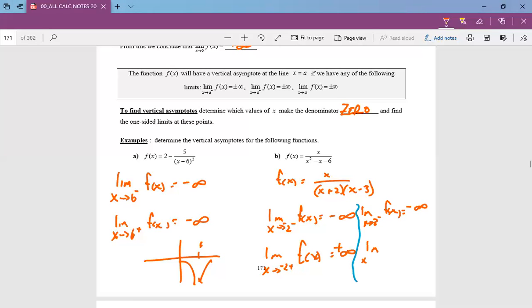Limit as x goes to 3, but from above. That means numbers like 3.001, something like that. And so when we consider that, the numerator is positive, this factor is going to be positive, and 3.001 minus 3 is a very small but positive number, which makes this limit positive infinity. So for both of these asymptotes, on one side it is going to positive infinity, on the other side it is going to negative infinity. And that's pretty much it.